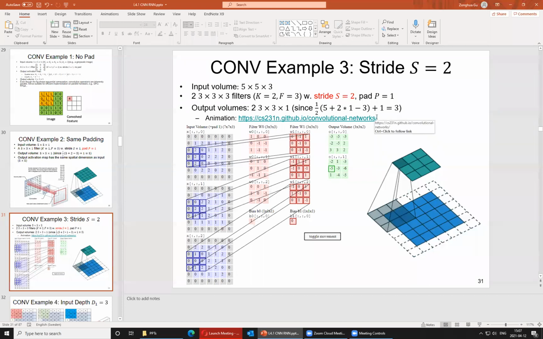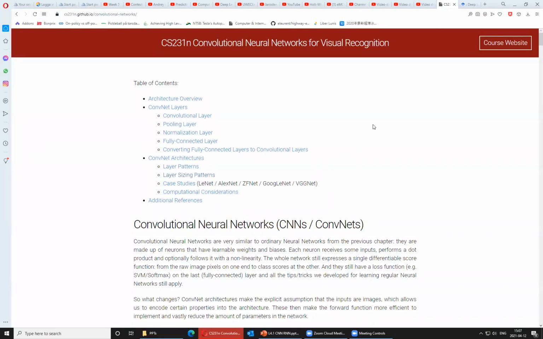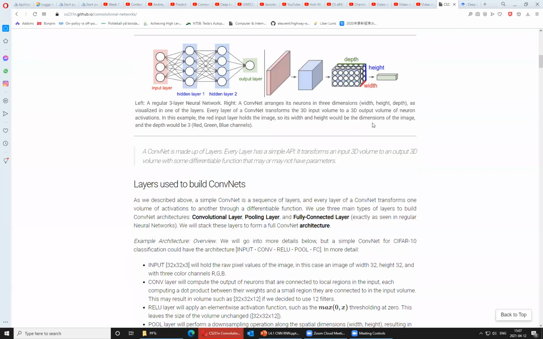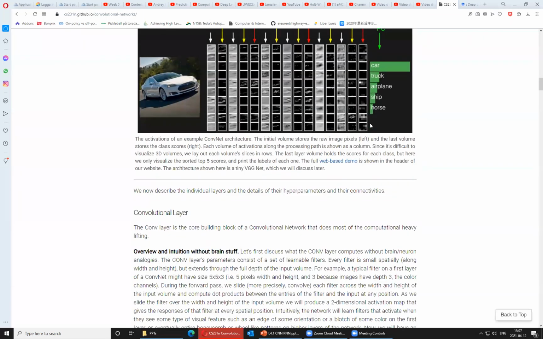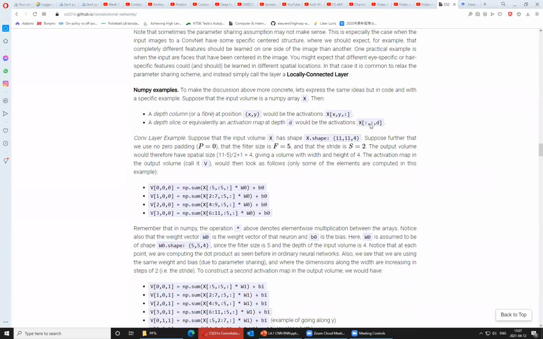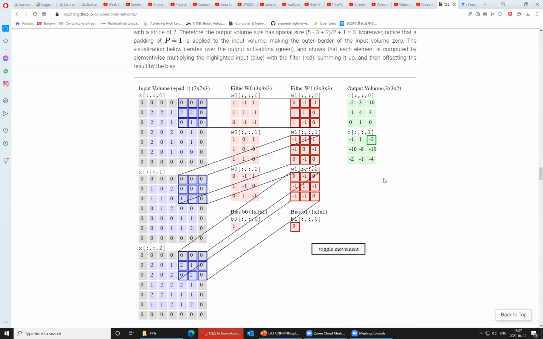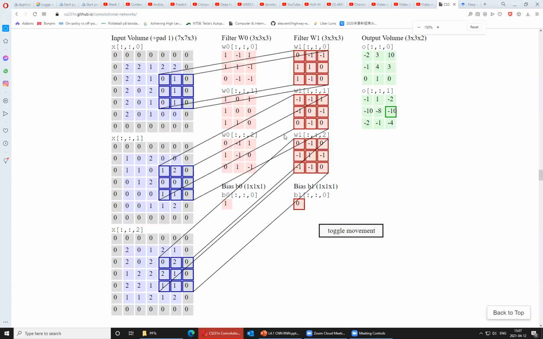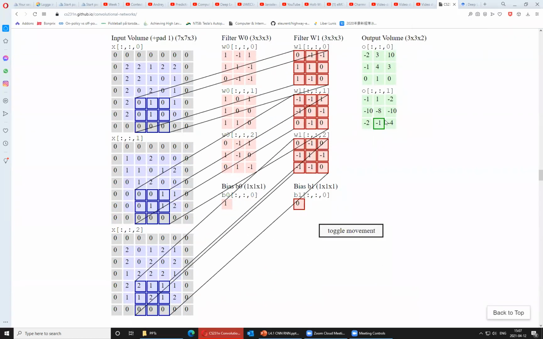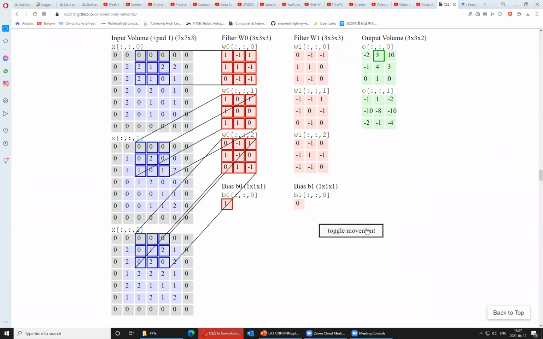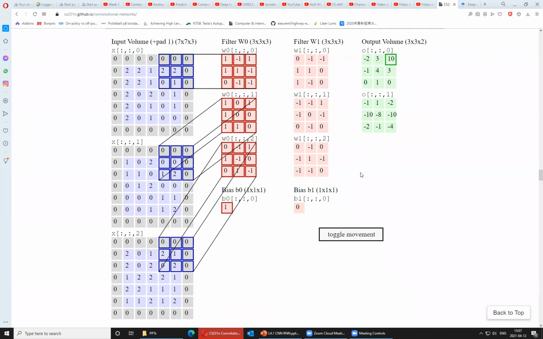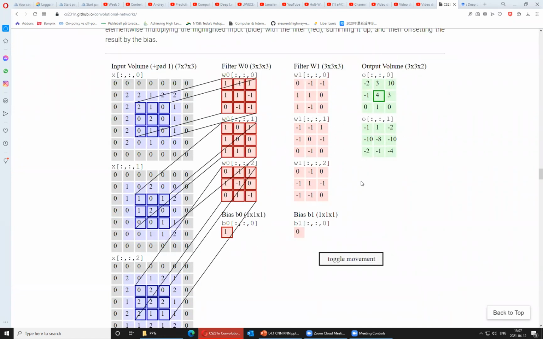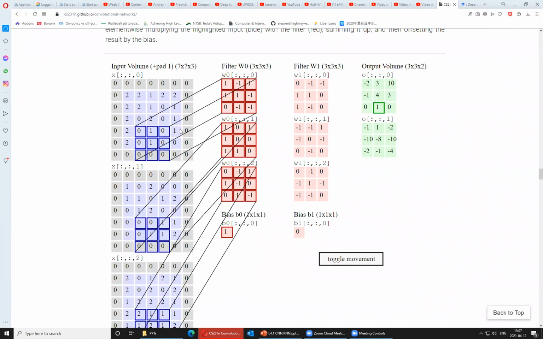So this is a page from a course from UC Berkeley. This page is very good, very comprehensive on the CNN material. It has an animation here to show you the detailed computation.